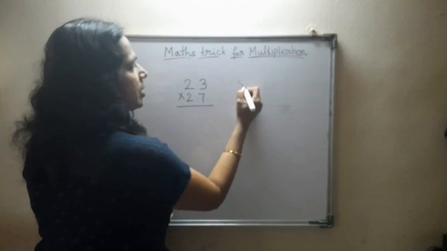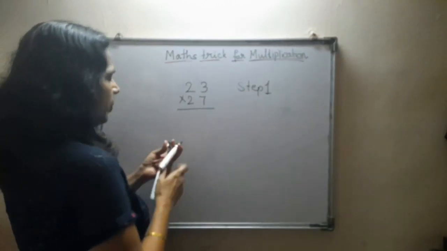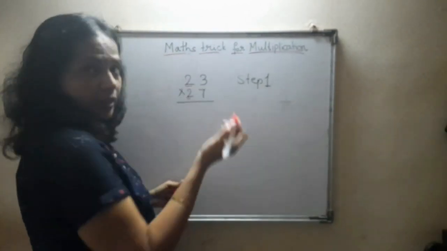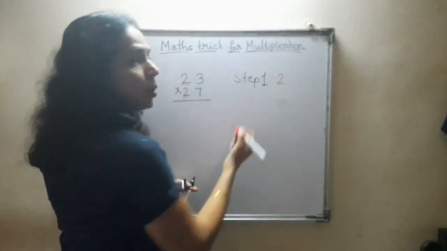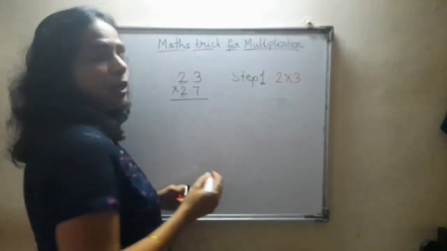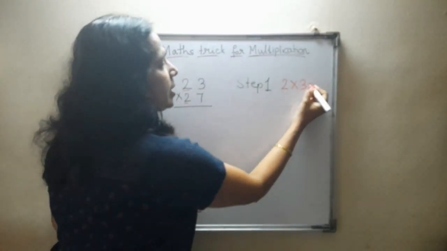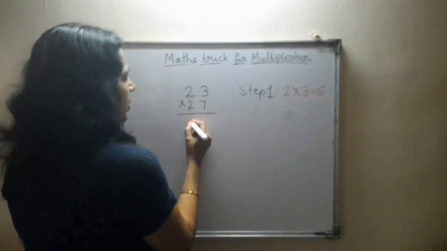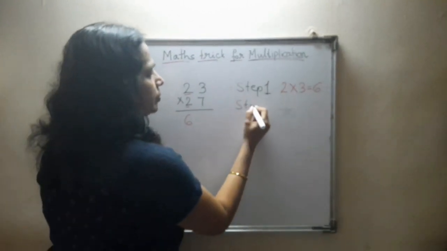Now first we'll do step 1. In this case, we have to first see the tens place digit, and multiply that digit with its next number, which is, 2's next number is 3. So multiply 2 into 3 is 6. Now let us do step 2.